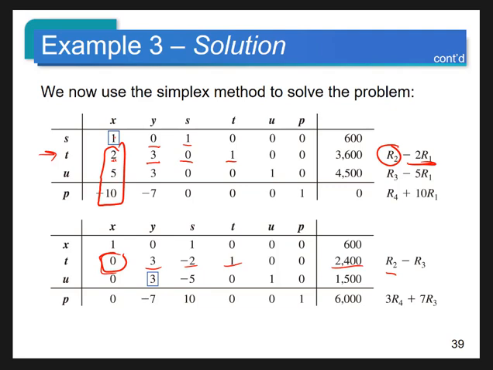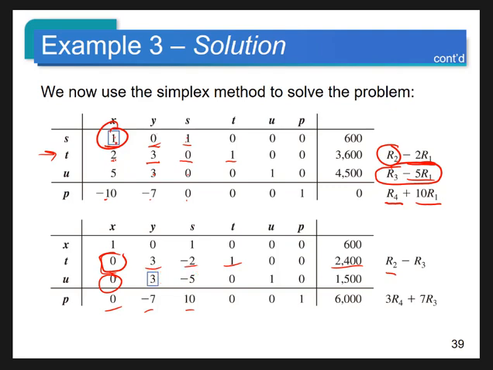In this next row, we have to get rid of the 5. So that's row 3 minus 5 times row 1. 5 minus 5 times 1 is 0. 3 minus 5 times 0 is 3. 0 minus 5 times 1 is negative 5, and we go on down the row. And then finally, this last one here is a negative 10. To get rid of it, I'm going to add 10 times the 1. So it's row 4 plus 10 times row 1. Negative 10 plus 10 times 1 is 0. Negative 7 plus 10 times 0 is negative 7. 0 plus 10 times 1 is 10, and on down the line again.